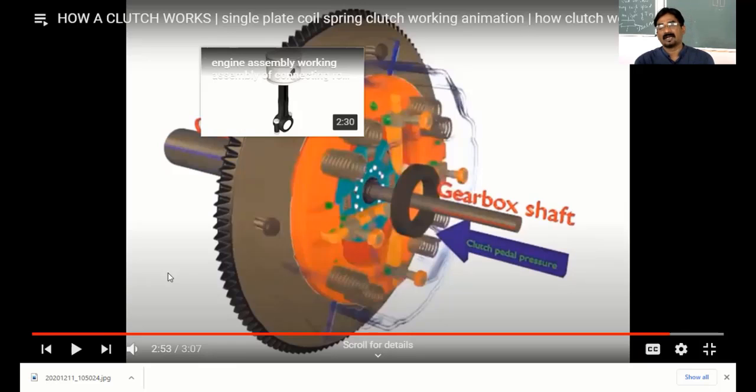Another one is the centrifugal clutch and semi-centrifugal clutch. This is also used.